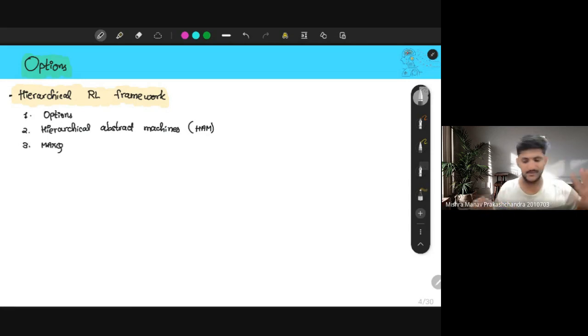Hopefully we'll get to MAXQ by next week. Also, this is what the course content follows. So maybe in the next half an hour we discuss the options and the hierarchical abstract machine framework, and then to end it, I have a small example coded just to understand and visualize how the option framework works.